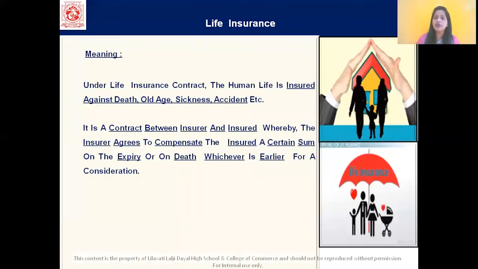First we have life insurance. So what is life insurance, students? Under a life insurance contract, the human life is insured against death, old age, sickness, or accident. It is a contract between the insurer and the insured, whereby the insurer agrees to pay the insured a certain sum on the expiry or on the death, whichever is earlier, for a consideration. So life insurance is related to the life of a person.